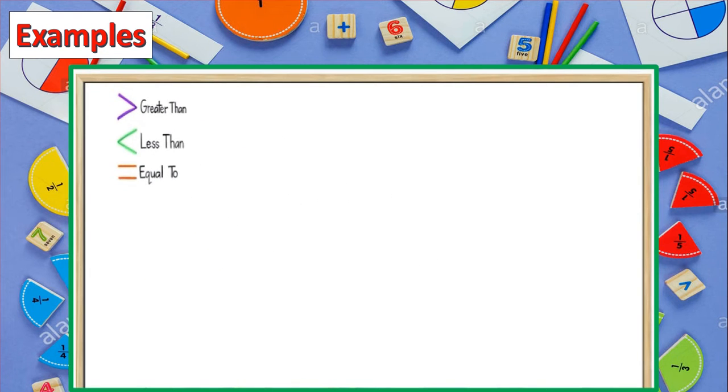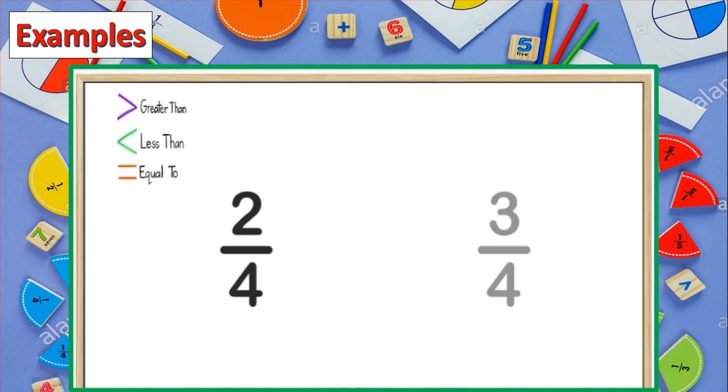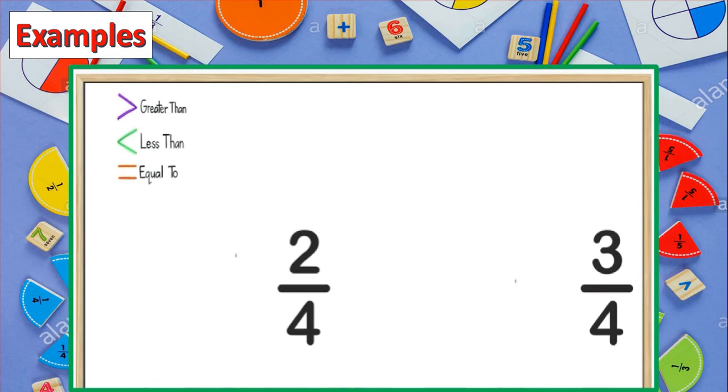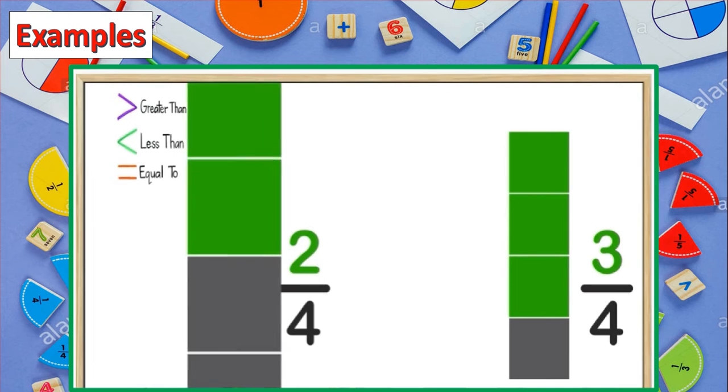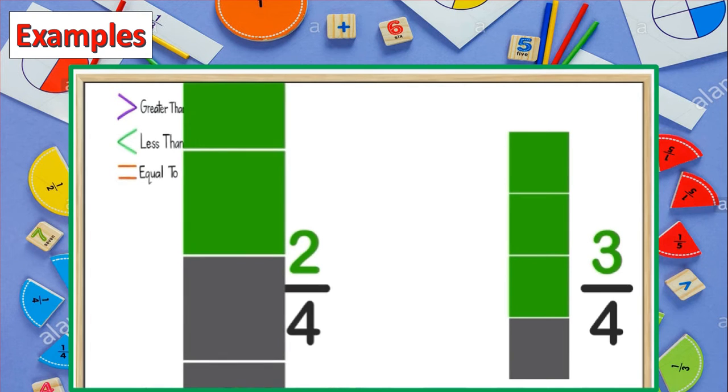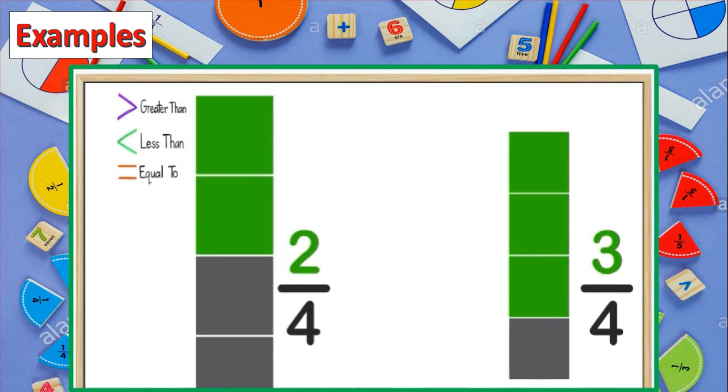Here we are comparing 2/4 and 3/4. One great way we can compare them is by using models or drawings. When comparing fractions, you want to make sure the models or drawings, or rectangles in this case, are the same size. If we have different size drawings, that would not work. So keep them the same size.